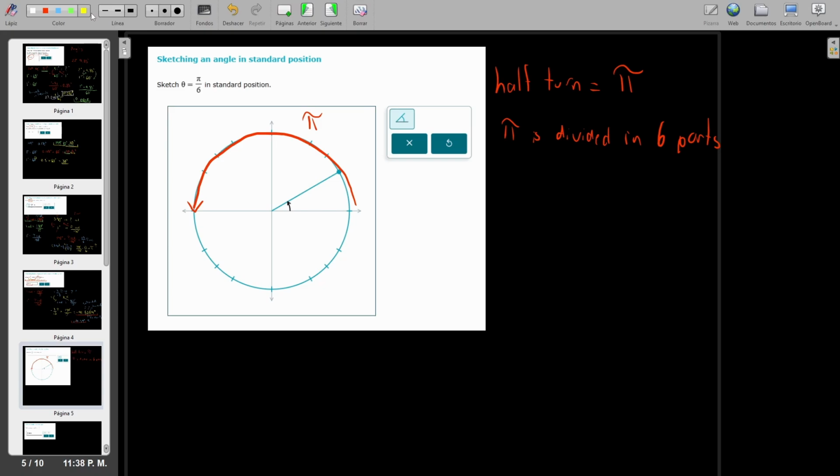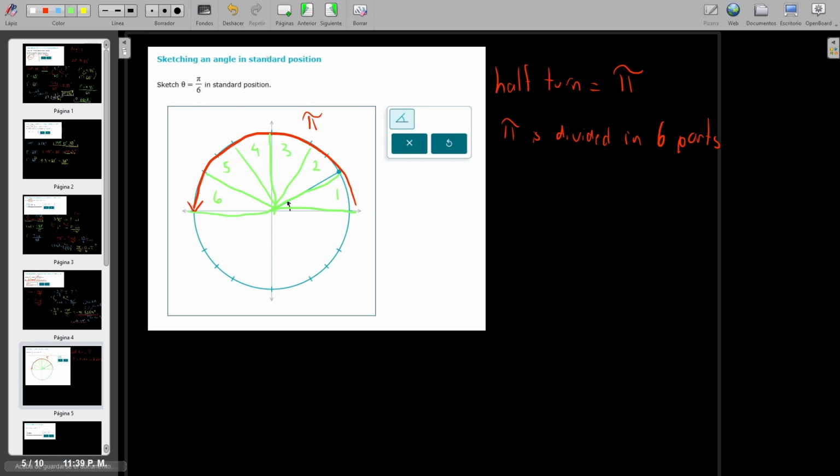So what we can do is divide this in 6 parts. We begin in the middle, right? In this case we have 1 and 2. Now we need to divide this half in 3. We have this one, this one, and this one. So how many parts do we have dividing the half? 1, 2, 3, 4, 5, and 6.